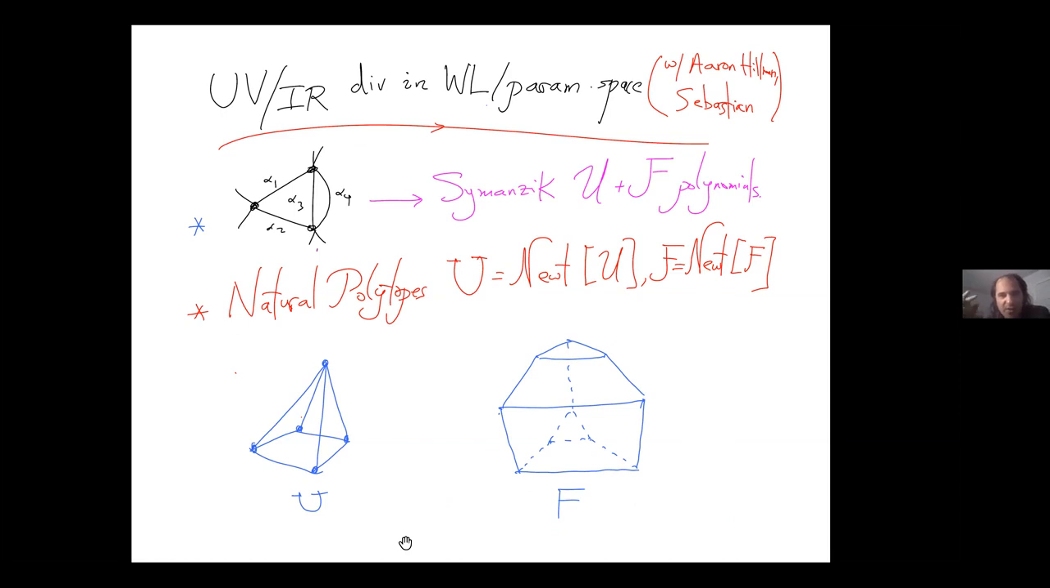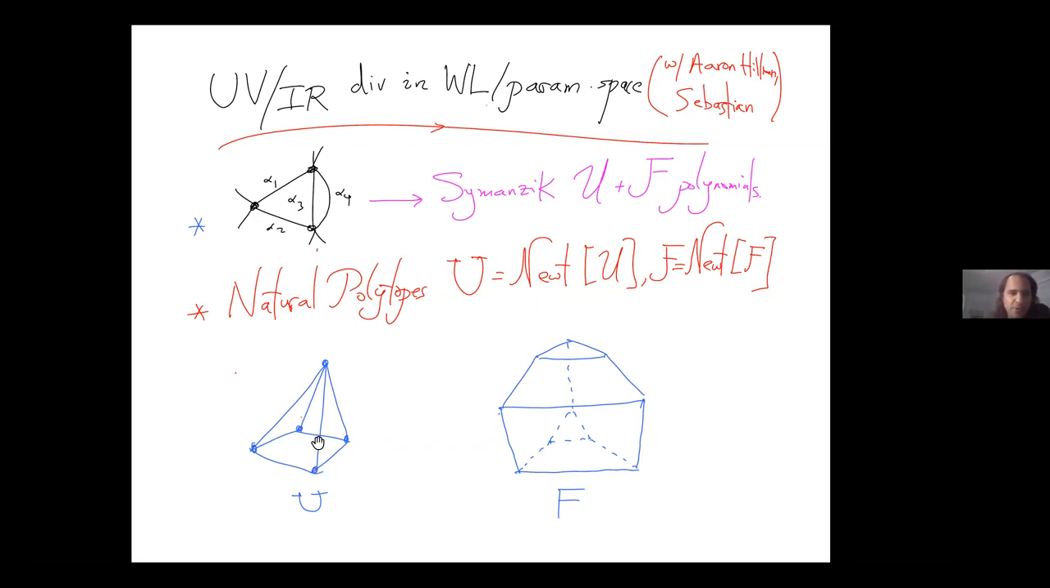And so we started exploring this with some work in progress with my student Aaron Hillman and Sebastian, thinking about both UV and IR divergences in the worldline or Feynman parameter space language. And let me just summarize one of the zeroth order fascinating points. When you think in parameter space, in the worldline formalism or in Feynman parameter space, starting from a given Feynman diagram, you immediately construct these symanzik U and F polynomials. And now there's a very natural thing to do with these U and F polynomials. You can look at their Newton polytopes. That means the polytopes that you get by taking the convex hull of the exponent vectors of all the monomials in the U and F polynomials.